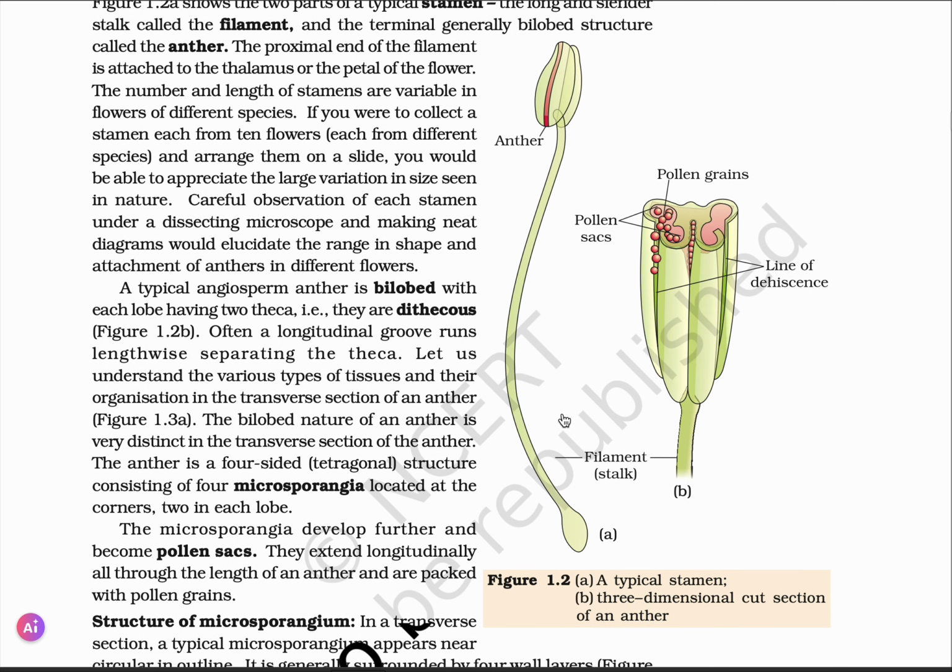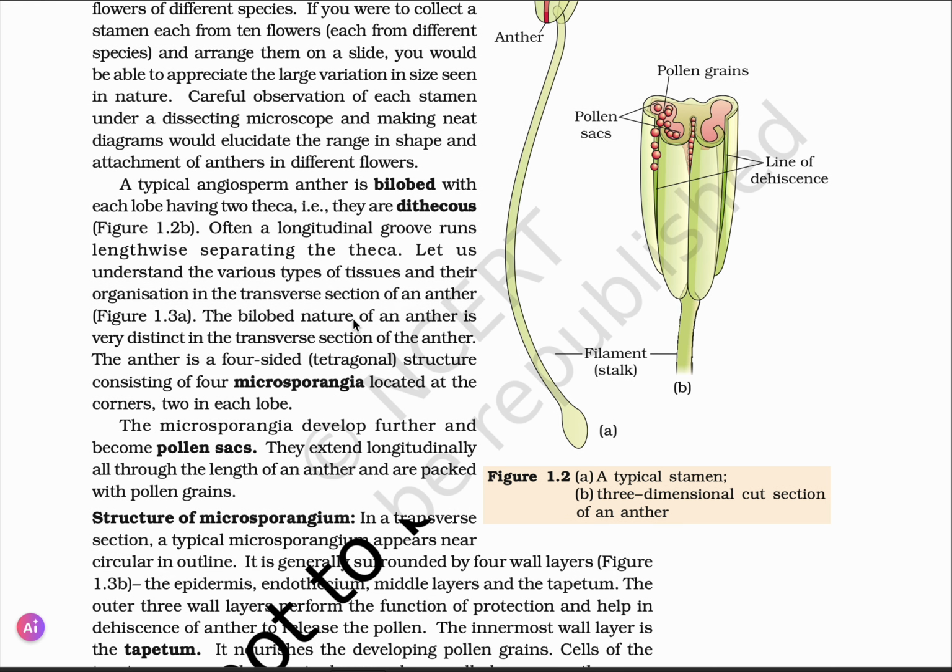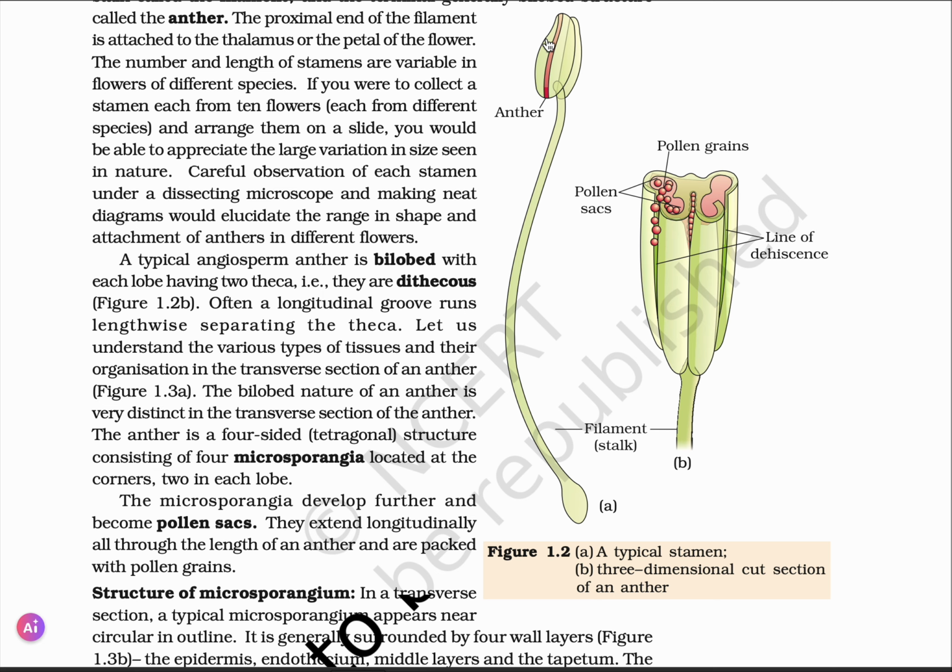A typical angiosperm anther is bilobed with each lobe having 2 theca. Therefore, they are dithecous. So, an MCQ would come according to this, that the angiosperm anther is bilobed and it has 2 thecae, that means it is dithecous. It would also occur as how many thecae does an anther have. So you would write 4 thecae because each lobe has 2 thecae. Often a longitudinal groove runs lengthwise separating the thecae.